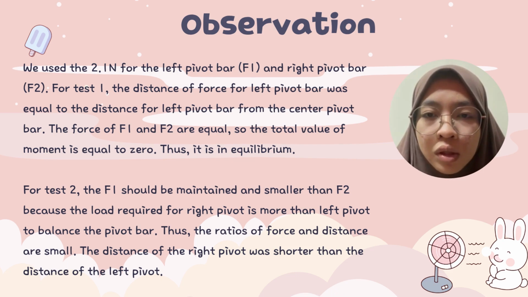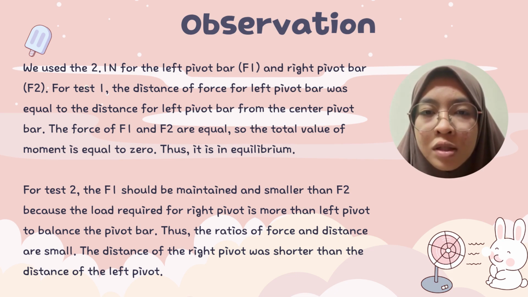For test 2, F1 should be maintained and smaller than F2 because the load required for the right pivot is more than the left pivot to balance the pivot bar. Thus, the radius of force and distance are small. The distance of the right pivot was shorter than the distance of the left pivot.